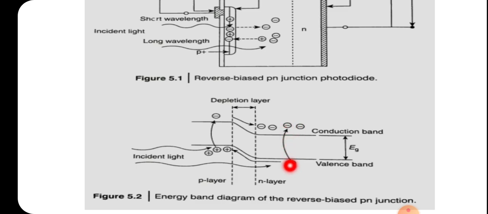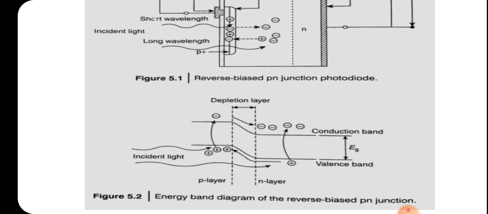You can see that when an electron hole pair is produced, the electron will move to the conduction band and the hole will remain in the valence band. Similarly, in the other side also, an electron hole pair will be generated, and this electron will move to the conduction band and the hole will remain in the valence band. This is the case when it is not biased, and when we are giving an incident light, the process taking place in the PN junction is like this.